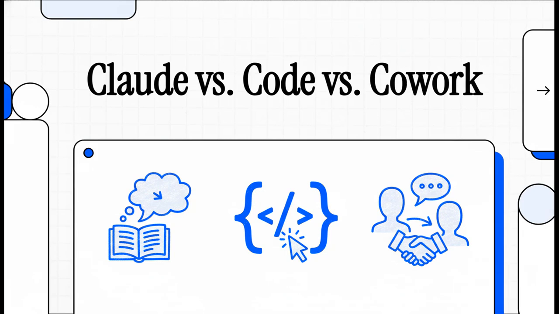All right, let's talk about Claude. But here's the thing you might not realize. We're not just talking about one tool. We're actually looking at a whole family of them. You've got Claude the Thinker, Claude Code, the Developer, and Claude Cowork, the Doer. Let's break down what each one actually does.